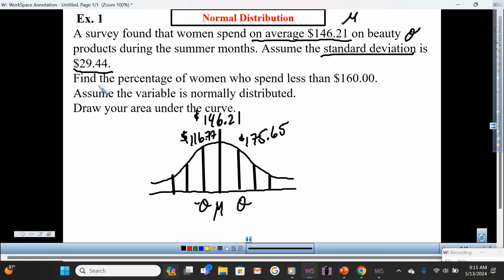Then it says, find the percent, let me repeat that again, find the percent of women who spend less than 160. So look at your normal distribution. Where do you think 160 falls in between? Tell your neighbor, where did you mark the position of 160? And tell your neighbor, what is the name of 160 on the bell curve? What is the name of 160 on the bell curve?